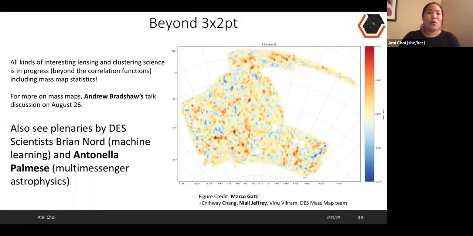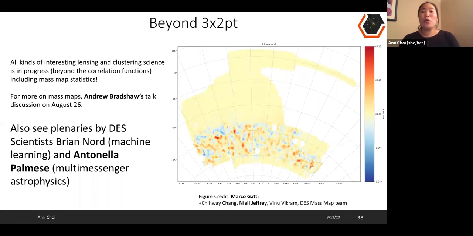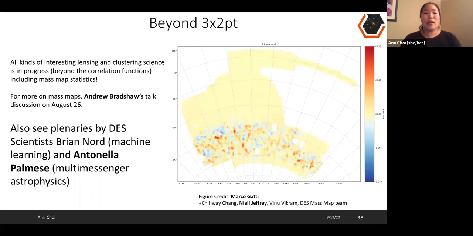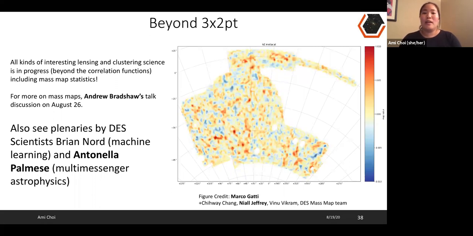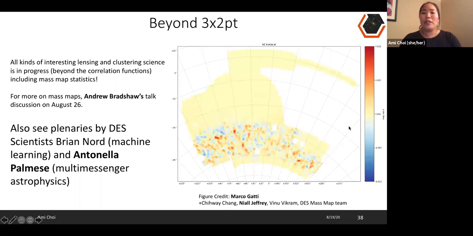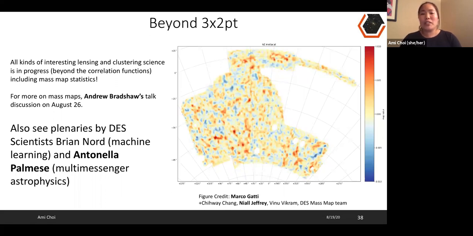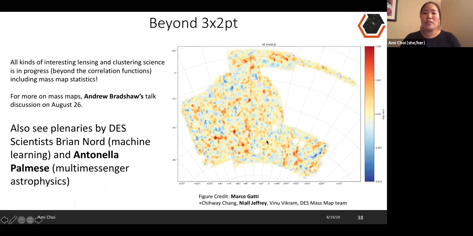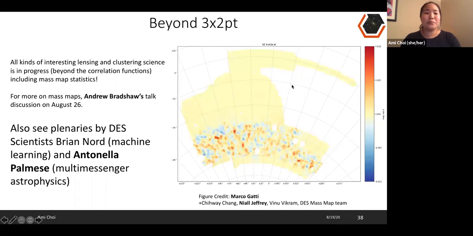We're actually doing quite a bit more than 2-point correlation functions in DES Y3. There's all kinds of interesting lensing and clustering science in progress, including mass maps and mass map-based statistics. And on the right, I'm showing you a figure made by Marco Gatti, which is a visualization of going from the science verification data, which is a small patch, to the year 1 results to the Y3 results.